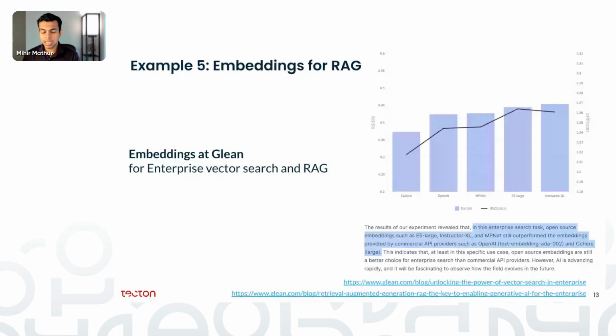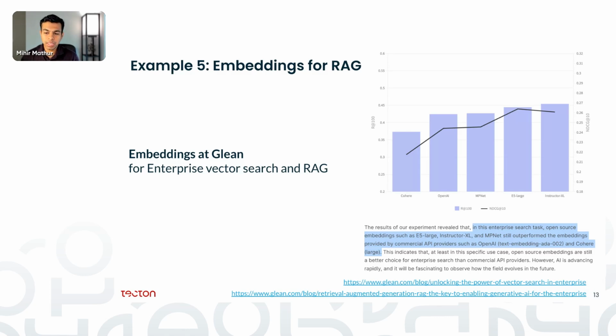The last example is more for retrieval augmented generation. Glean is a company which provides enterprise search. So it's sort of a Google for your own enterprise data. And Glean has published a few different blogs on how they use embeddings for vector search and for RAG, which stands for retrieval augmented generation, in which you first retrieve similar text or items, and then you augment a generative model to give very high context responses.